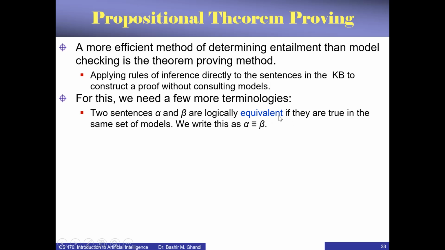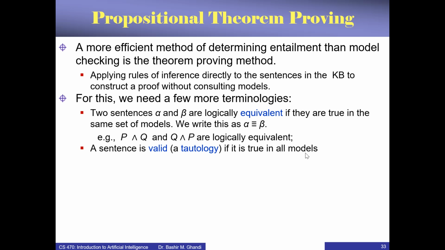1. Equivalent. Two sentences, alpha and beta, are said to be logically equivalent if they are true in the same set of models. And in that case, we write alpha is equivalent to beta. Example, obviously because the AND operation is commutative, P and Q and Q and P are logically equivalent. So this is one term.